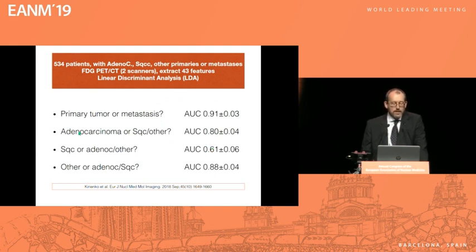If the question is whether it is adenocarcinoma or squamous cell carcinoma or other, a little less. Even less if the question is the other way around: is it squamous cell carcinoma or adenocarcinoma and others? 0.61. And so on and so forth.